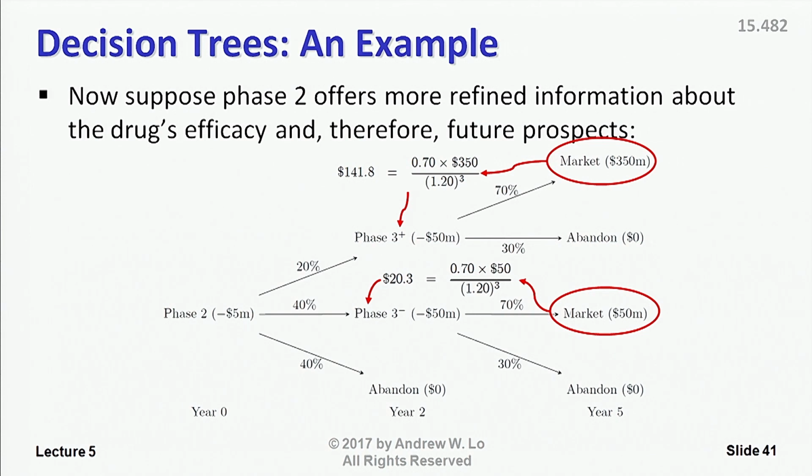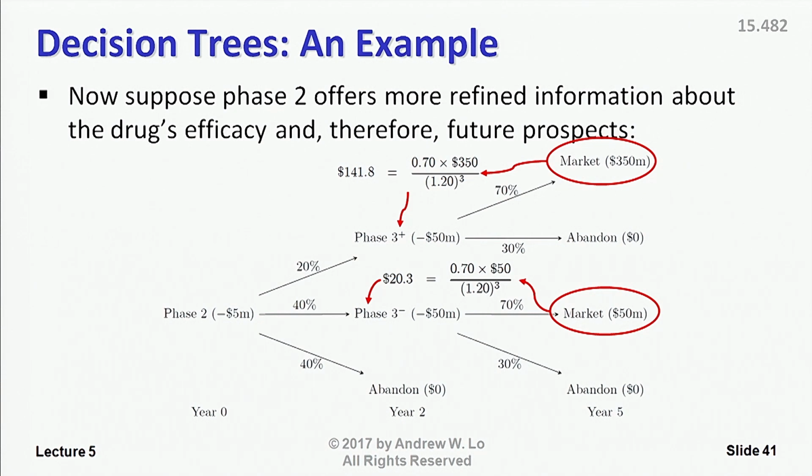Let's suppose that there are two different kinds of phase 2 outcomes. Either phase 2 went really well, or phase 2 went so-so. And in those two cases, phase 3 looks actually quite different. So if phase 2 goes really well, then it turns out that your phase 3 options are 70% worth $350 million and 30% worth nothing. So that's better than what we had before. Before we had 150 versus nothing. If phase 2 went really well, then the phase 3 trial from that good phase 2 outcome will be 350 or 0.